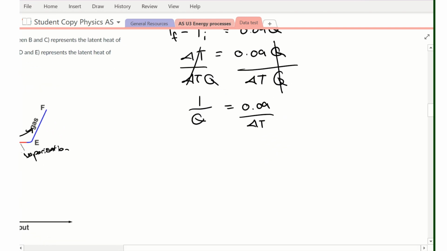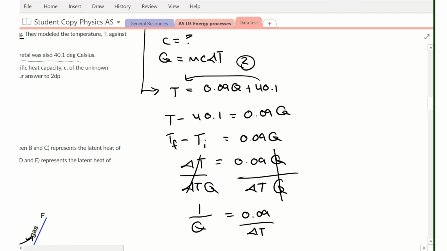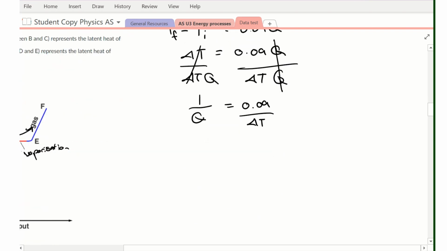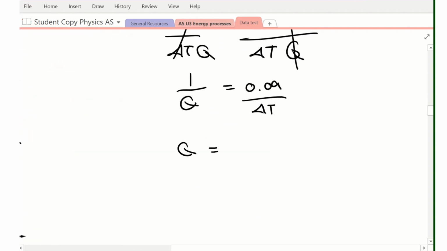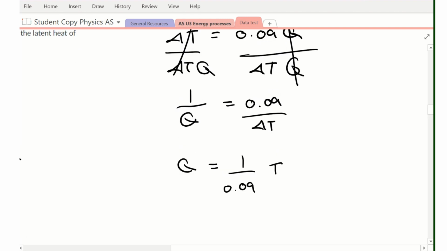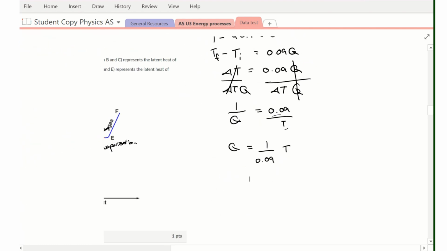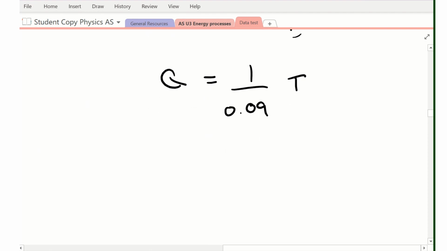1 over Q is equal to 0.09 over delta T. Excellent. So we've now got the Q and the T on the right side. Q's on the left, T's on the right. But this is currently the reciprocal. It's the inverse. We've got Q on the bottom when it's meant to be on the top. So we're going to flip that fraction. Q is equal to this one over here, just like this. Because we're flipping our Q and also our T, we're not only flipping them, we also have to flip that gradient. So the gradient ends up becoming flipped as well, just being aware of that. Awesome. So this is now looking really, really good. I can rewrite that other original equation.